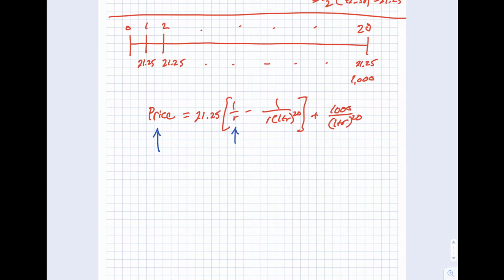Now, notice that we still have two unknowns, a price and a discount rate. And so we have the ability to insert one of these and solve for the other. So either I can insert a discount rate and solve for price, or I can insert a price and solve for a discount rate. And so in this example, I'm going to give you a few different prices, and we're going to solve for a few different discount rates under those situations.